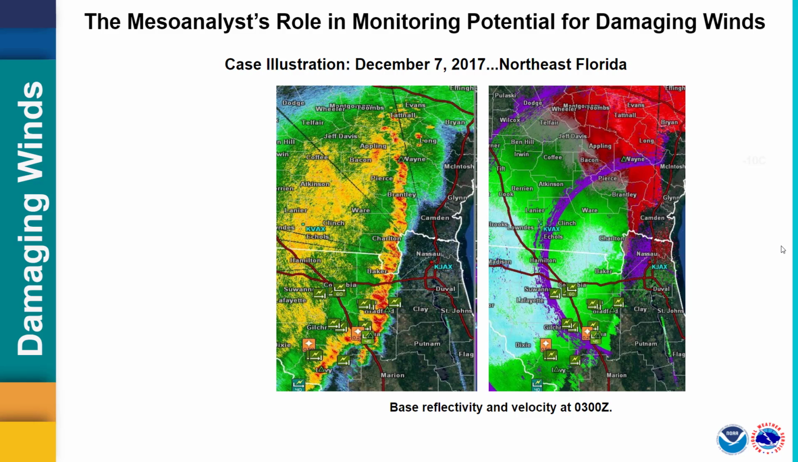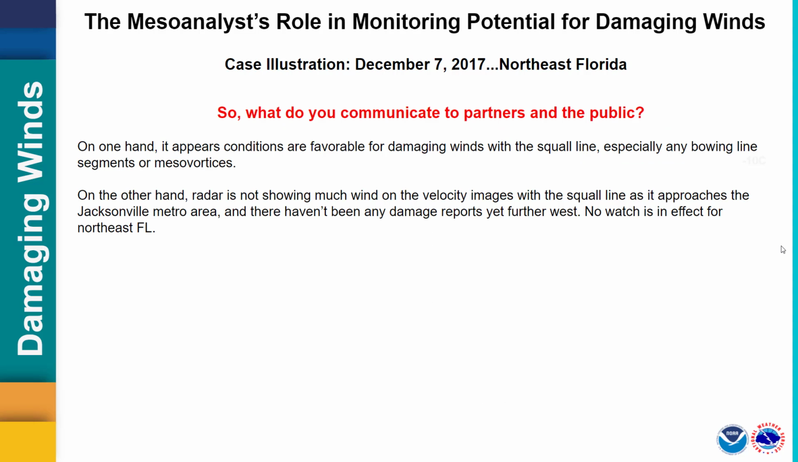Where do you see intense segments oriented more north to south or even north-northwest to south-southeast that could support mesovortex formation? This is not necessarily an easy case, as there are potentially conflicting signals. On one hand, it appears conditions are favorable for damaging winds with the squall line, especially any bowing line segments or mesovortices. On the other hand, radar is not showing much wind on the velocity images with the squall line as it approaches the Jacksonville metro area, and there haven't been any damage reports yet further west.